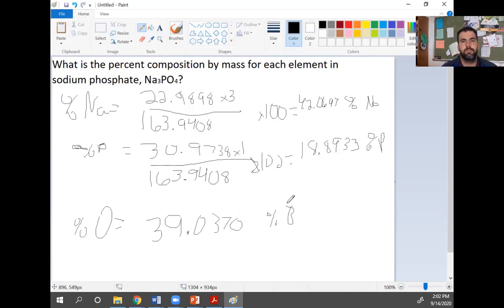100 minus 42.0697, that's 18.893. I did 100 minus 42.0697. Then I took that and was like, I don't know, 57 or something. And then I took that minus 18.893. I mean, you're both doing it correct. I got the same as 39.0370. I'd say you just type something in. Yeah, that's all right.